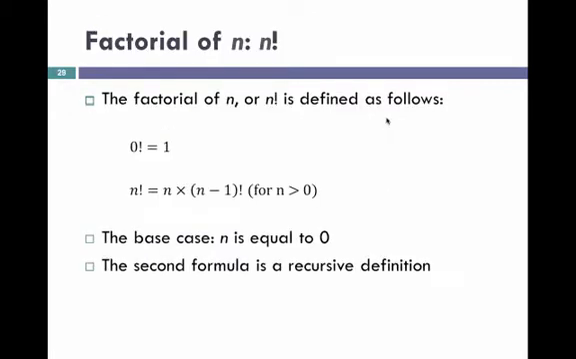The factorial of n, or n factorial as it's written, is defined as follows. The factorial of 0 is equal to 1, and the factorial of n is equal to n times (n minus 1) factorial for n greater than 0. So the base case is for n equal to 0, and the second formula is a recursive definition.